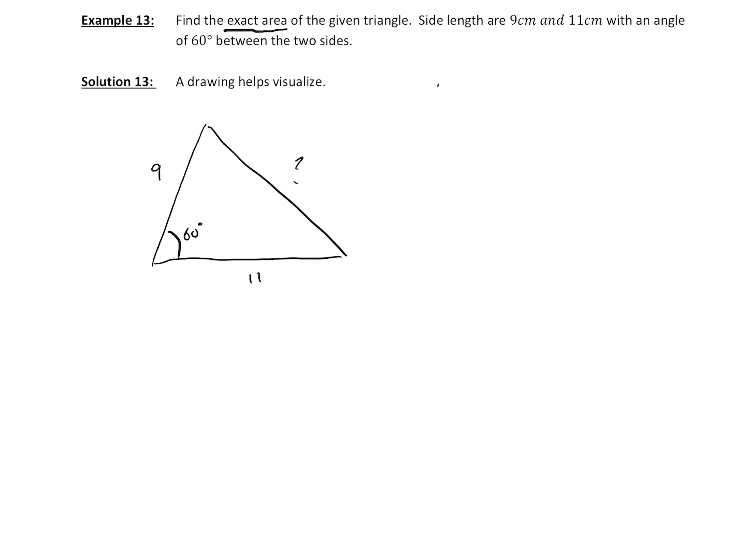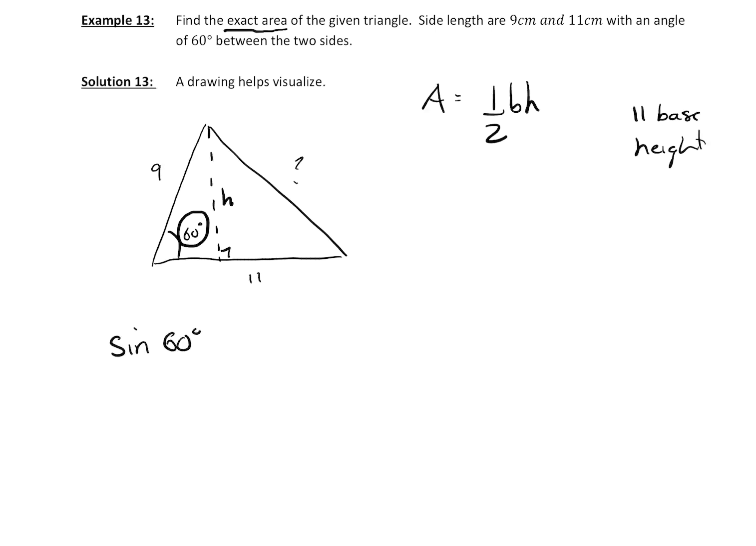And what's the area? Area of a triangle is 1/2 base times height. Now, if I'm going to use the 11 as my base, that means I need a height. And you can drop your perpendicular from the top of this triangle to create a height value. And at the same time, you've created a right angle triangle with 60 degrees. Now, sine of 60 degrees is equal to opposite over hypotenuse. So 9 times sine 60 equals h.